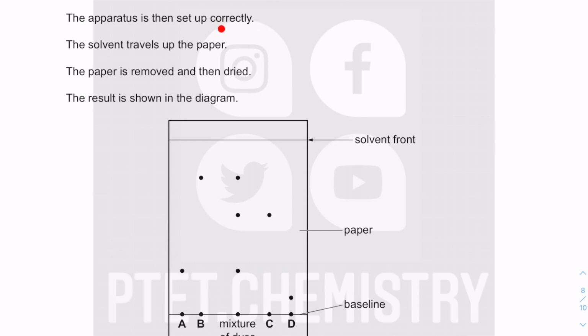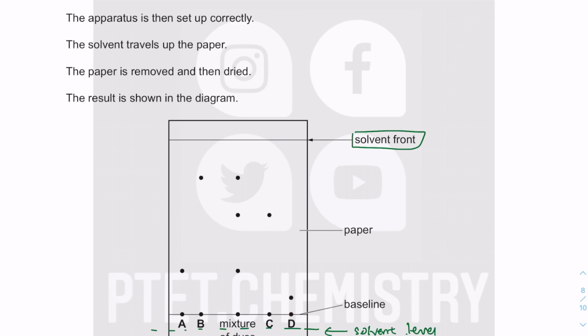Now you set it up correctly, and the solvent will travel up the paper. As you can see, your solvent should really be below the baseline, and you have this solvent front where you take out the chromatogram before the solvent is allowed to reach the very top. The solvent travels up the paper, and it will bring the dyes along with it. As you could see, dye A goes up, dye B is more soluble than dye A in this solvent. That's why it travels a much further distance than dye A. Dye C also gives you one spot, and dye D gives you one spot.